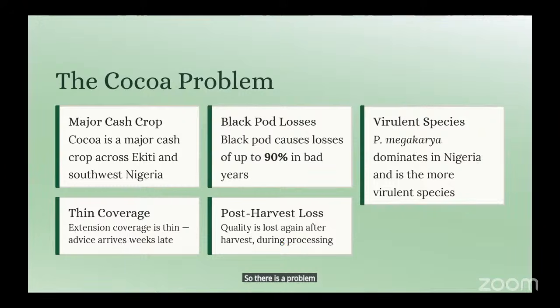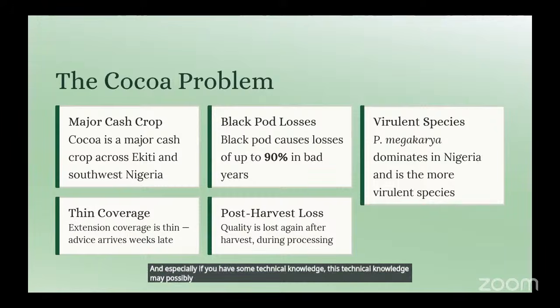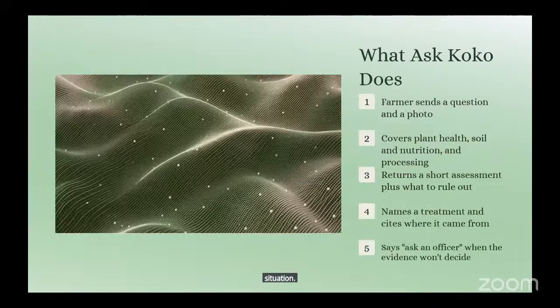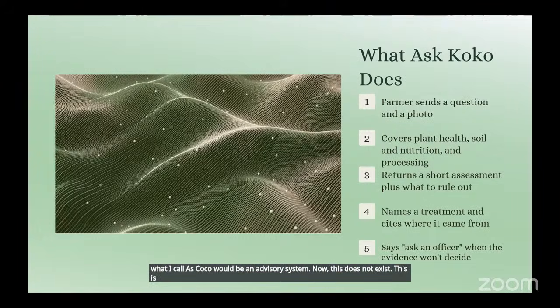Now, every problem is an opportunity, especially if you have some technical knowledge, which may possibly lead to great improvements in this situation. So what I call Ask Coco would be an advisory system. Now, this does not exist. This is what I propose that we build. So what Ask Coco does is it sends a question and a photo.